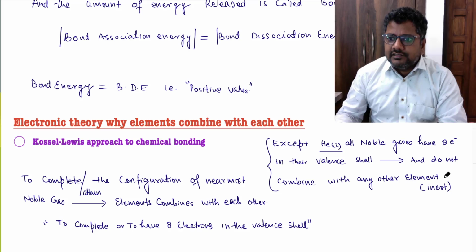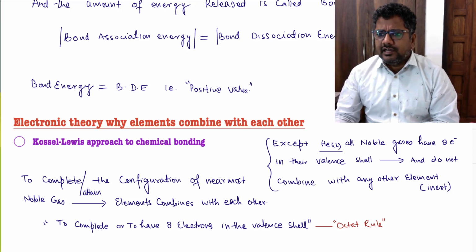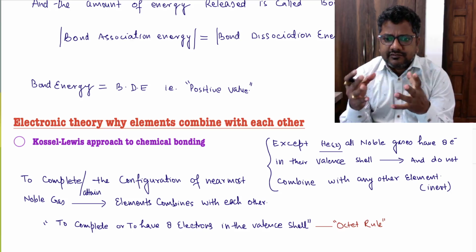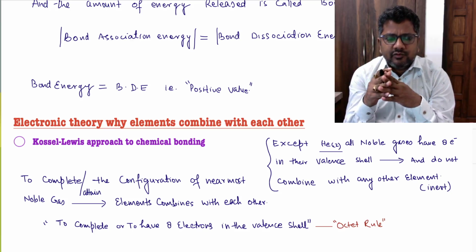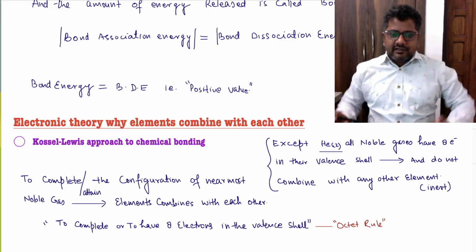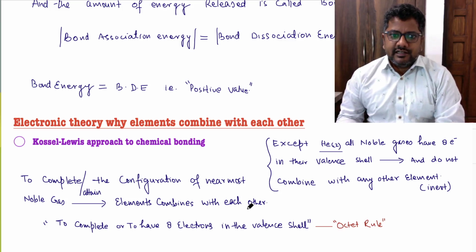Right? And this statement is known as what? Octet rule. Octet rule. See, except for a few elements, almost all elements obey this rule. Octet rule means they have a tendency to have 8 electrons, or a tendency to complete the 8 electrons in the valence shell, right?